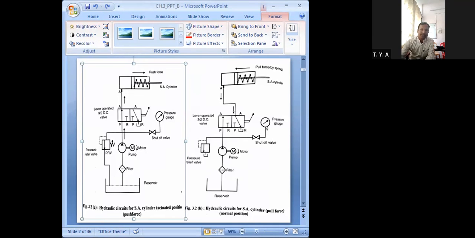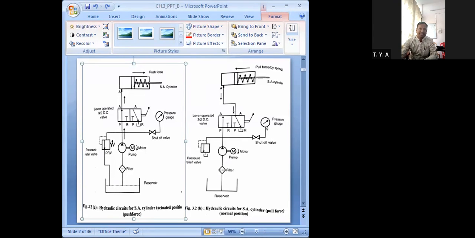Here you can see we have the single acting cylinder which is spring offset. So this circuit can be used to control the operation of this single acting cylinder. The main purpose of this diagram is to show how to control a single acting hydraulic cylinder. At the top we have the single acting cylinder. You can see its symbol.